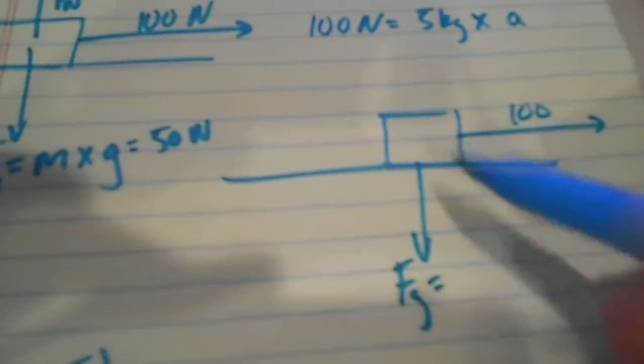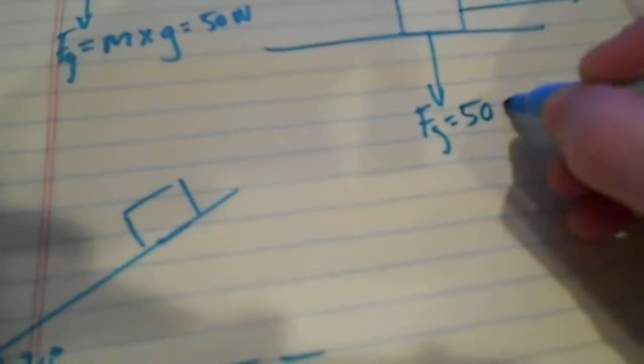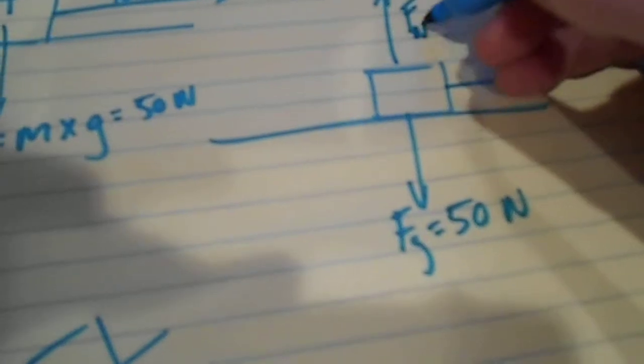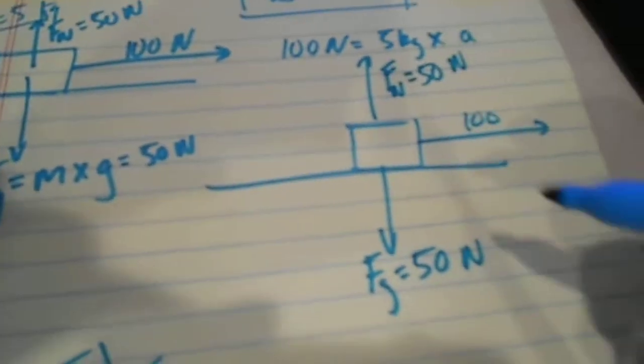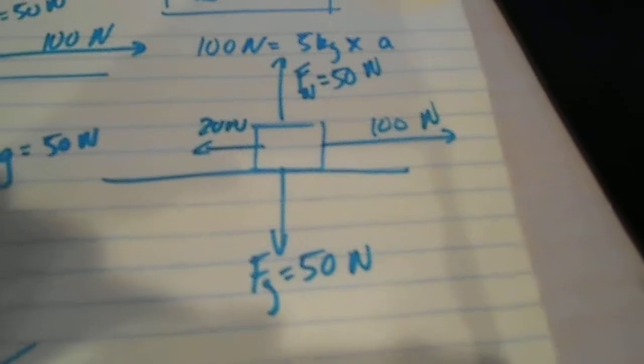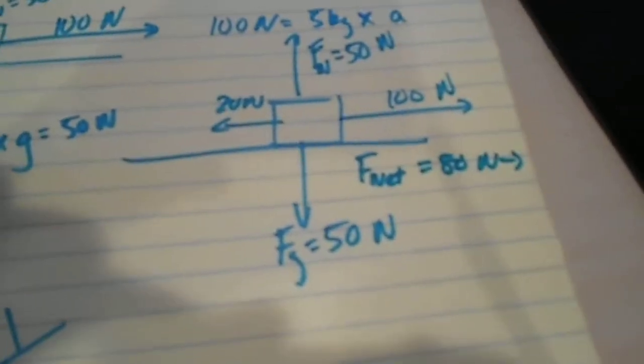Okay, so what if there is friction? What if I push with 100 newtons, and we of course still have our force of gravity? It's still the same because this block is still 5 kilograms. We would still have 50 newtons, and I still have the normal force, Fn, of 50 newtons because they balance out. Now, I push with 100 newtons, but I also experience some friction of 20 newtons. So the net force is going to be 80 newtons, and that's going to go to the right.